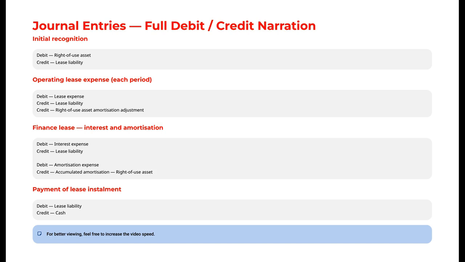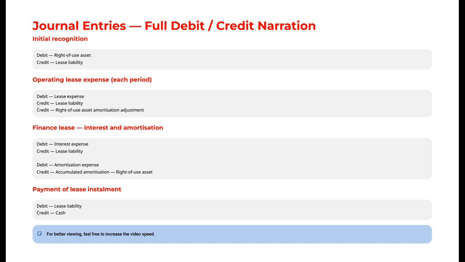Journal entries, full debit, credit narration. Initial recognition. Full debit, right-of-use asset. Credit, lease liability. Operating lease expense each period. Full debit, lease expense. Credit, lease liability. Credit, right-of-use asset amortization adjustment.